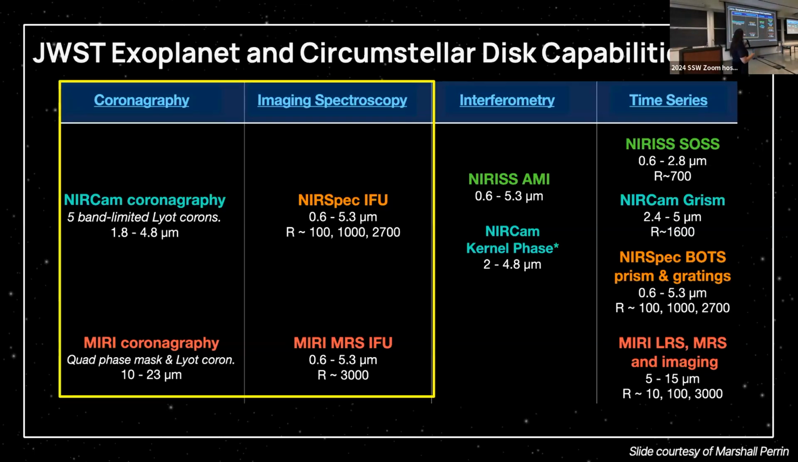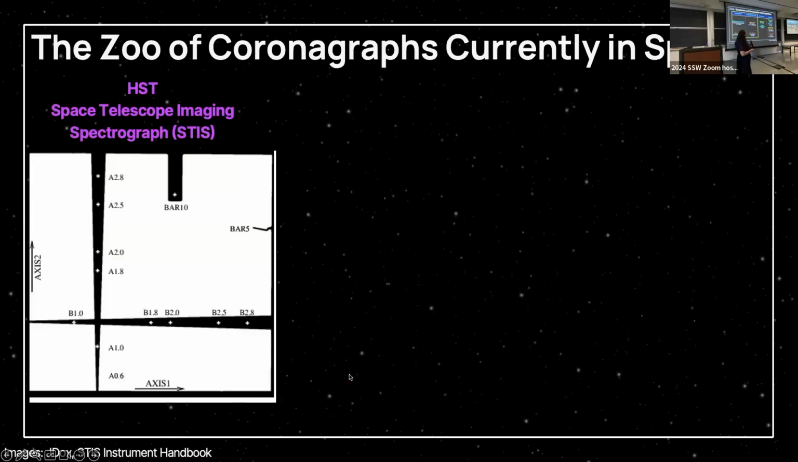Specifically, of the entire suite of instruments with JWST, I'm going to focus on what we do with coronagraphy. So we have the NIRCam coronagraphs, which are 5 band-limited Lyot coronagraphs from about 2 to 5 microns. And then we have the MIRI coronagraphs, which feature 3 four-quadrant phase mask coronagraphs and a Lyot coronagraph, covering 10 to 23 microns. I'll also briefly mention that there's some very cool high contrast spectroscopy that we can do as well.